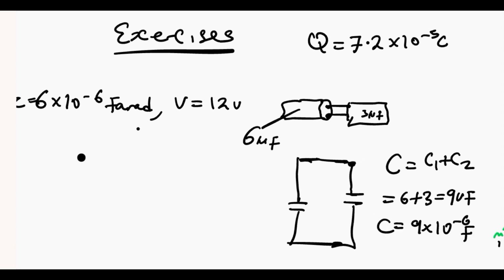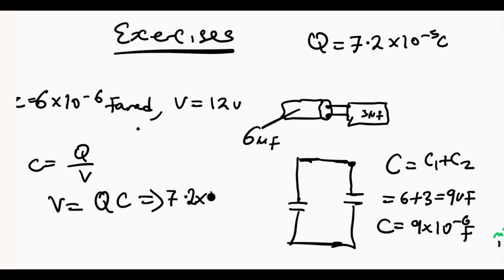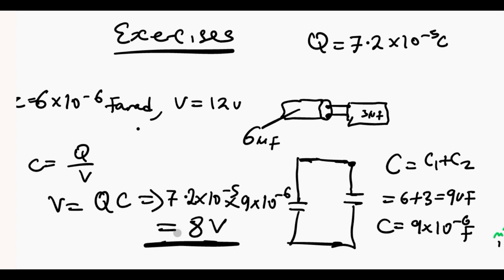So recall that C is equal to Q over V, right? So what will be V? V will now be equal to Q over C. What is Q? 7.2 times 10 raised to the power minus 5. Then what is C? 9 times 10 raised to the power minus 6. If you plug this in your calculator, you will have 8 volts. Alright.